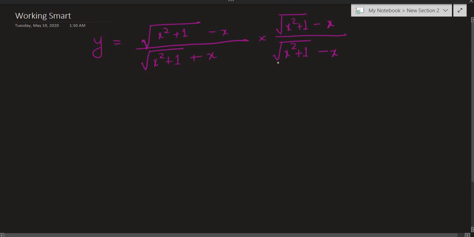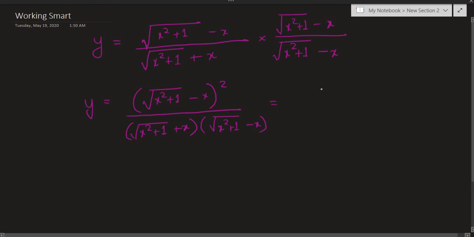And this is what's called the conjugate of the denominator. So now we have basically this expression squared. We have x squared plus 1 minus x, but the whole thing squared now, divided by square root of x squared plus 1 plus x multiplied by the square root of x squared plus 1 minus x.